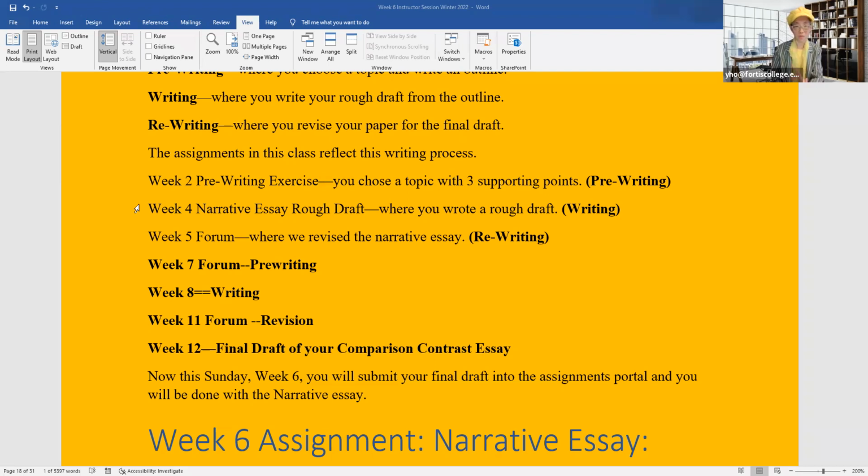Even though in the forums we didn't have to worry about formatting, when you hand in assignments to me in the assignment portal, then everything has to be formatted APA. Okay, so that's the first half of the class.